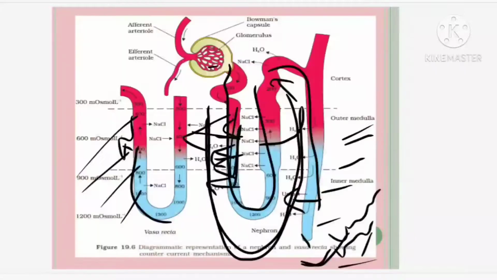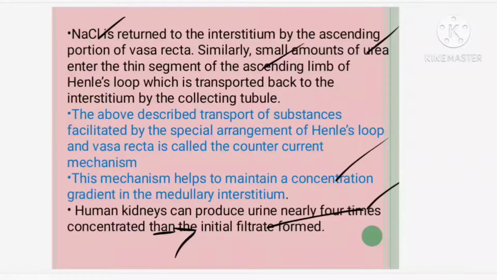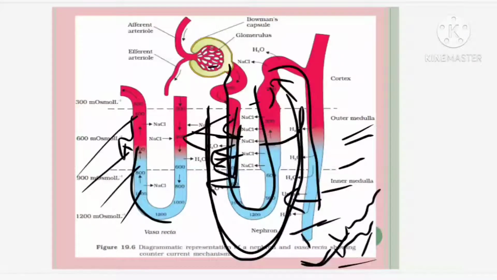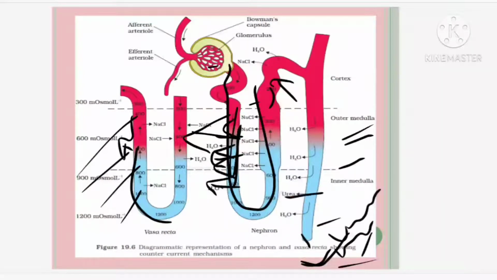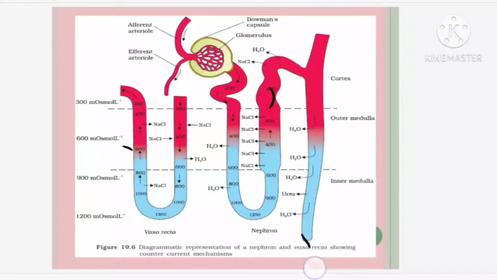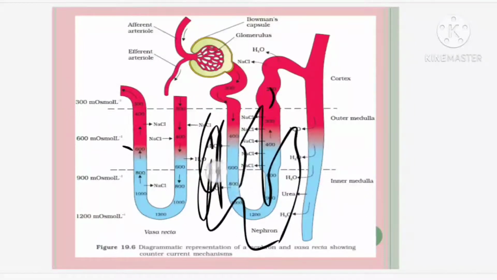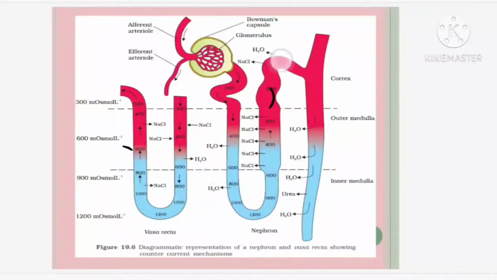I told you that in the ascending limb urea also enters, isn't it? And from Henle's loop it is transported back to the interstitium by the collecting tube. So, the collecting tube is again transporting the urea back into the interstitial fluid. The one which is entering is, to some extent, transported back into the interstitial fluid. So, what do you mean by interstitial fluid? You can understand, isn't it? In the cortex, the fluid which is present over all these places, we call it what? The interstitial fluid, right? So, countercurrent is clear, I think.